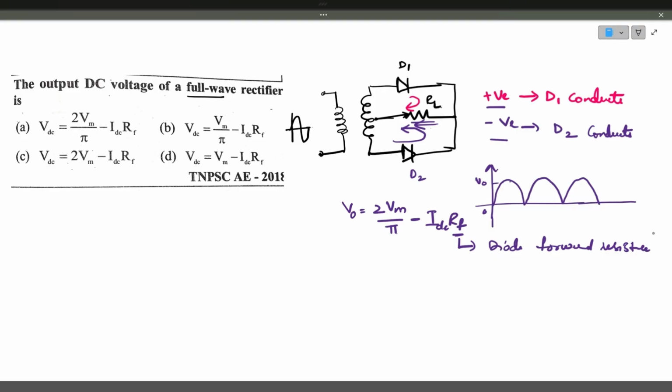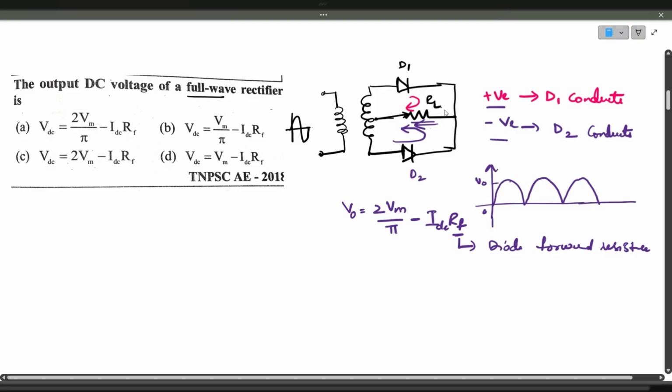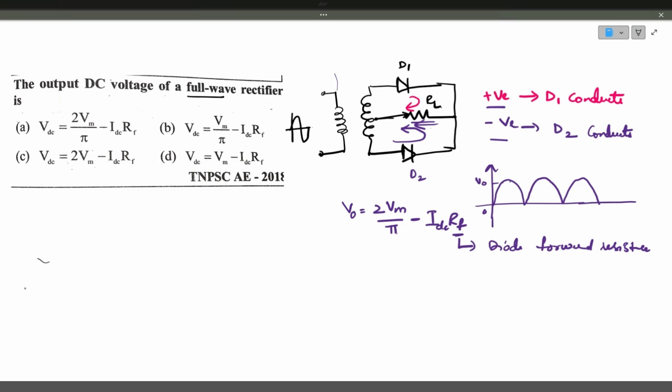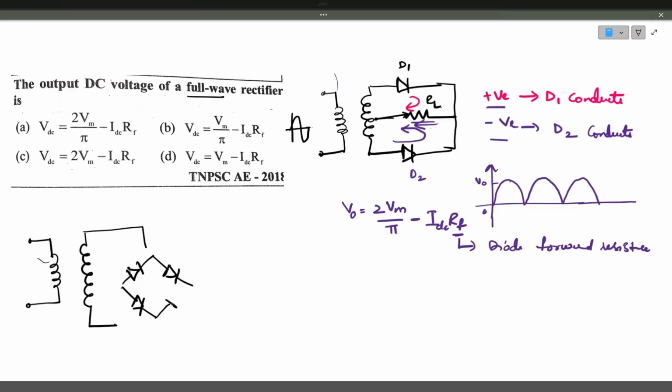At the same time, only one of the diodes will conduct. That's why we are taking only a single diode drop, not two diode drops. In the case of a bridge rectifier, here we have 4 diodes. This is the primary winding and this is the secondary winding. We have 4 diodes, D1, D2 and D3, D4, all connected in a diagonal shape. In between is the load resistance RL.